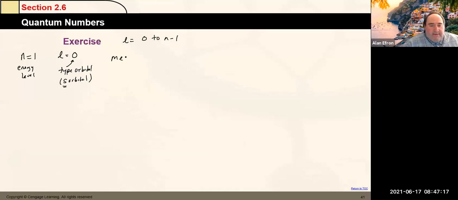And m sub L means that it could go from minus L to 0 to plus L. Since L is equal to 0, the only value you could have is basically 0. And again, that's sort of the orientation in three-dimensional space, but it also tells you how many orbitals you have. There's only one number there, which means you could have basically one s orbital. And m sub s can be either plus or minus 1/2.